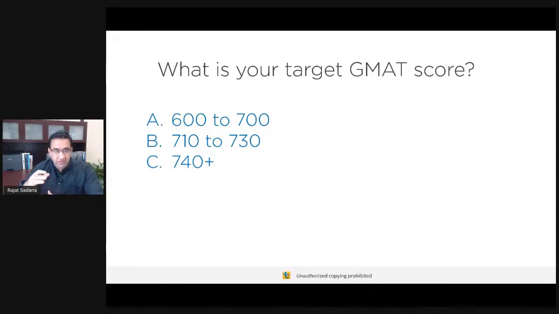What is your target GMAT score? Type in A, B, or C based on where your score falls. If it's between 600 and 700, type A. If it's 710 to 730, type B. And if it's 740 or higher, then type C. All right, we have a few Bs, we have some As. Let's get a few more responses. It's good to see folks who are joining from Facebook as well. A few Bs, a few Cs over here. That is good.